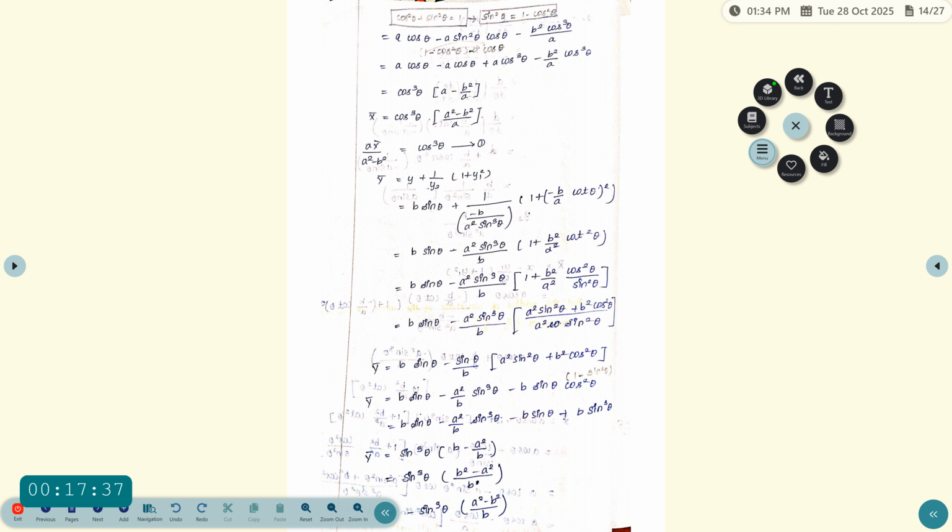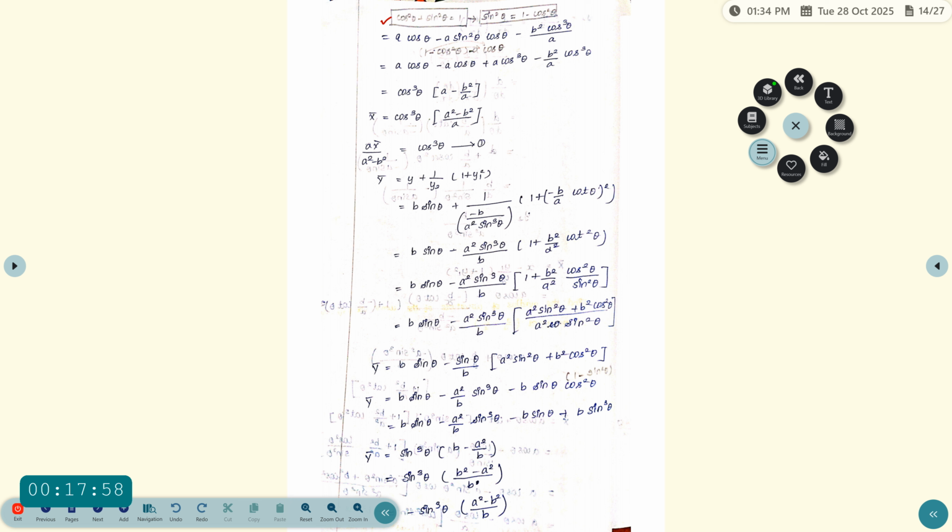So from this we have to reduce the equation as, since using the concept cos square theta plus sin square theta equal to 1, previously we can write sin square theta equal to 1 minus cos square theta. This is a standard formula for that. Okay. A cos theta minus a sin square theta cos theta minus b square cos cube theta by a.